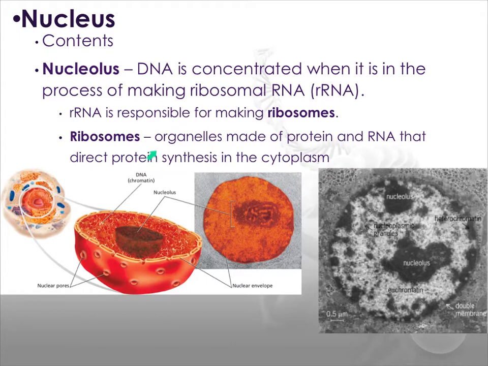The ribosomes, these are organelles made of protein and RNA that direct protein synthesis in the cytoplasm. These are very tiny, okay? Very, very small relative to other features here. Basically, when you're looking at them under a microscope, they're just going to look like little dots at the best resolution. They are very, very tiny. But the nucleolus is responsible for making ribosomes. Ribosomes are going to be responsible for making proteins out in the cytoplasm, so outside of the nucleus.